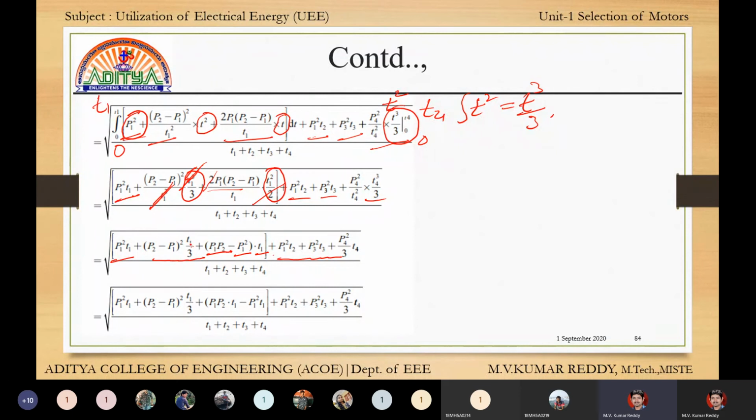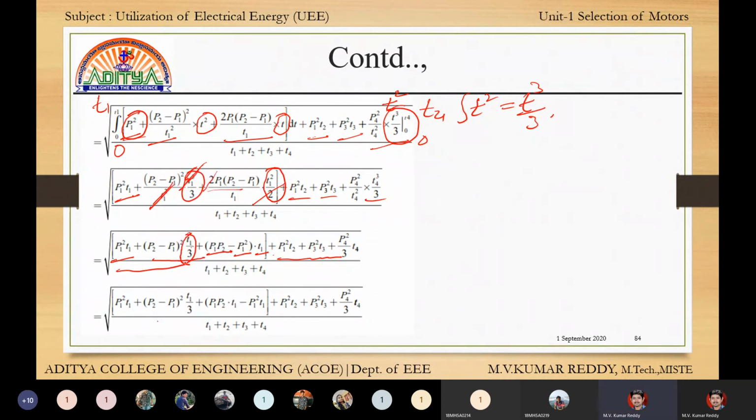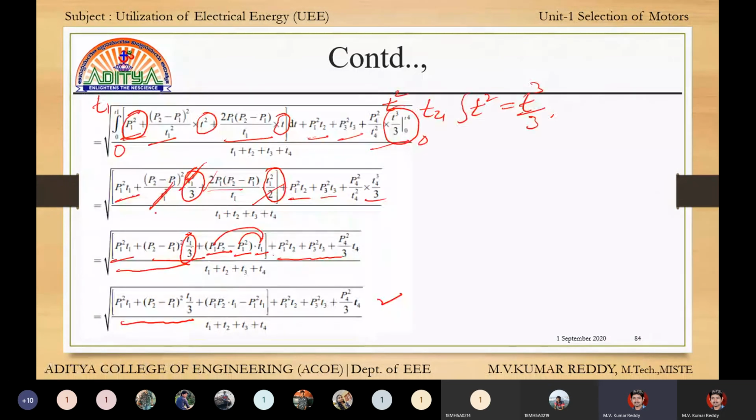Next, take T1 by 3 common. Sorry, these two terms are common. Multiply T1 with these two terms, and this is the final expression. After this expression we further reduce it, taking T1 by 3 common from the previous one. Here it is T1 by 3, and here it is T1.